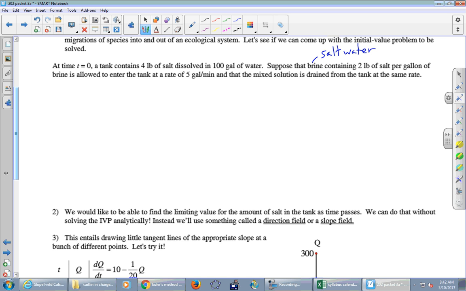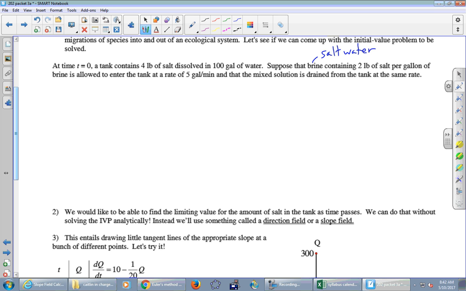And so we've got this salt water coming in, and this tank has like a big old fan type thing at the bottom that just mixes it all up. And then the mixed salt water drains at the same 5 gallons per minute, okay? And so the water level in the tank is staying the same, but what's changing? The salinity, the amount of salt in the tank, right? And so we are going to set up a differential equation that models this.